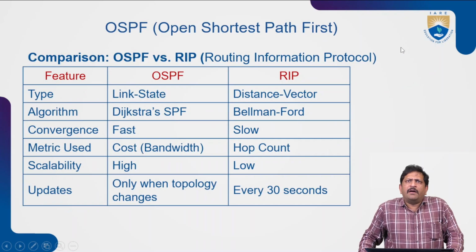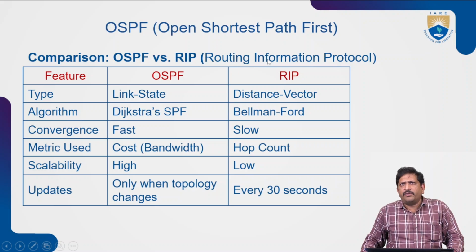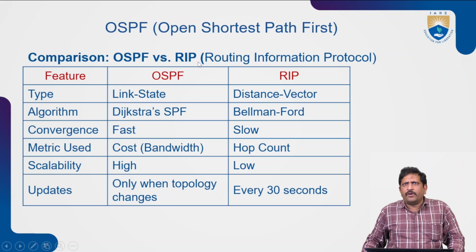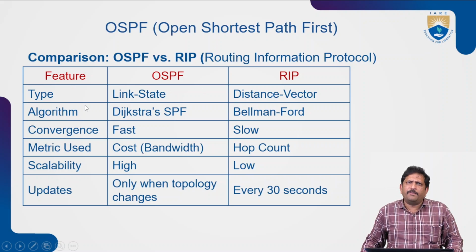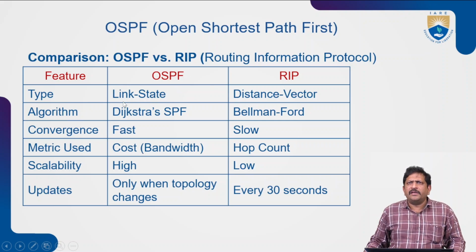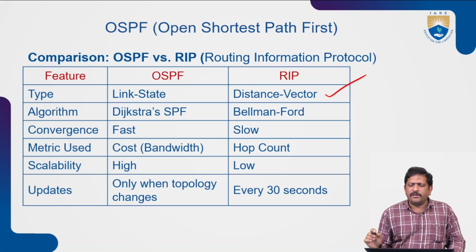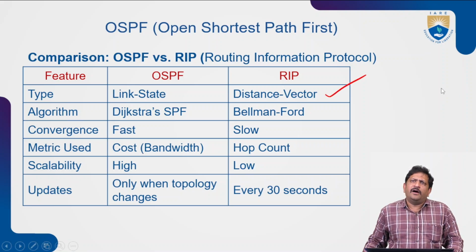Now the comparison of OSPF, open shortest path first, with the Routing Information Protocol. Generally in communication we use the RIP protocol. If you compare it with RIP, OSPF is the better protocol. In terms of type, OSPF is a link state protocol, meaning we provide a link from one router to another. RIP is a distance-based protocol, so depending upon the distance, the link can be established and communication provided.